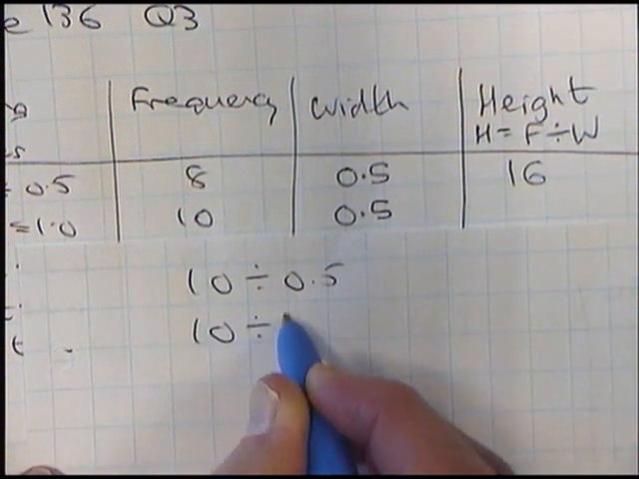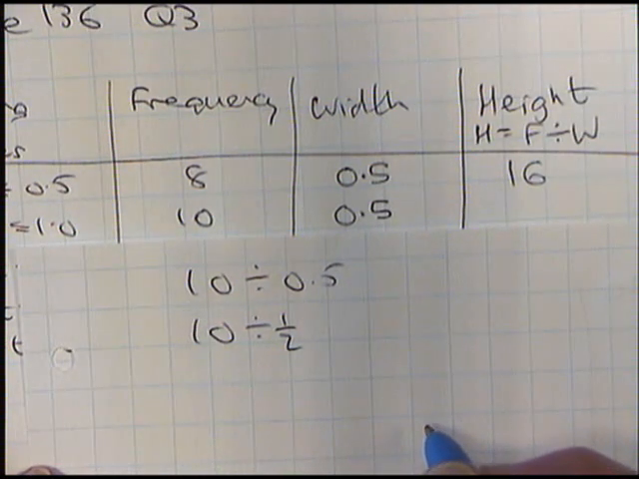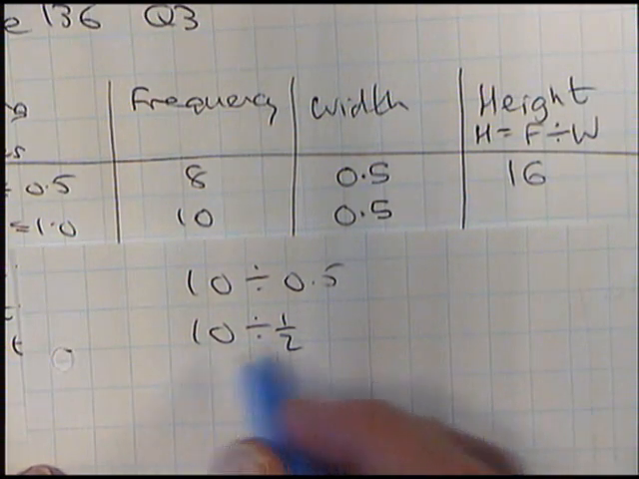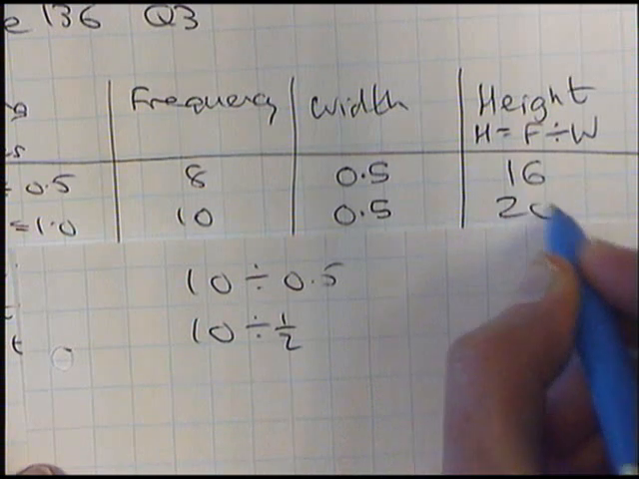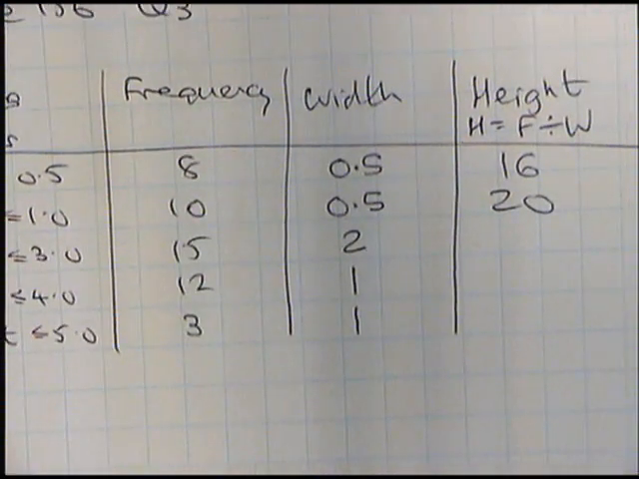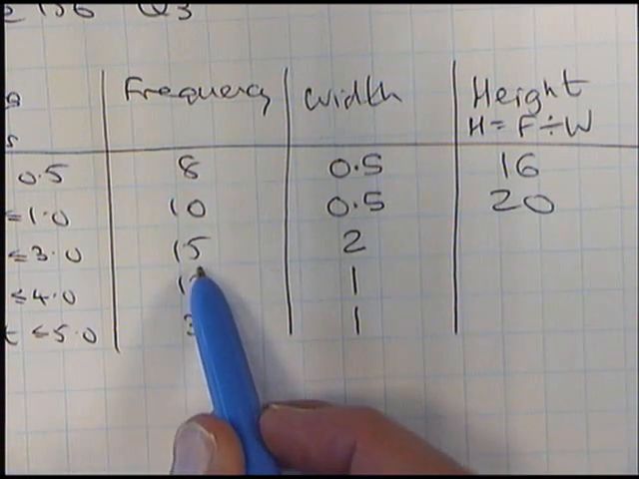That's the same as 10 divided by a half. That's how many halves are there to make up 10. And the answer to that is 20. Now, if you get some of these and you can't do them in your head, you can do them on a calculator. But this one should be dead easy.